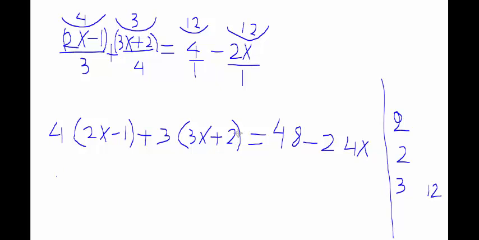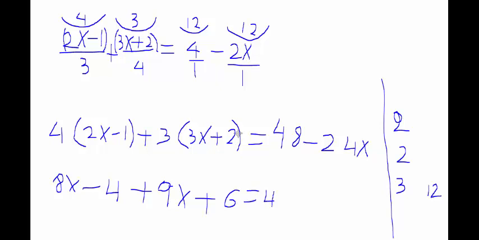2 times 4 is 8x minus 4 plus 9x plus 6 equals 48 minus 24x.